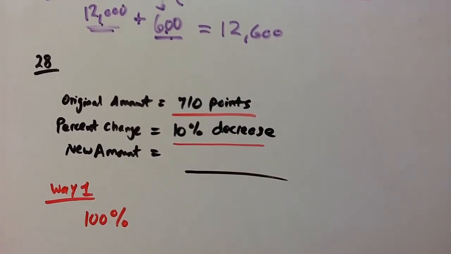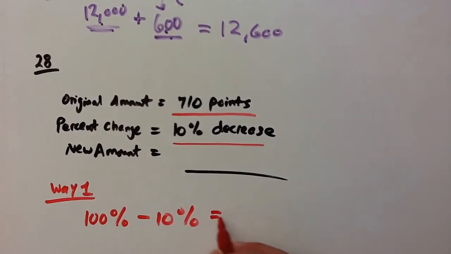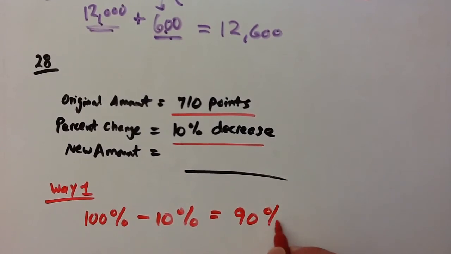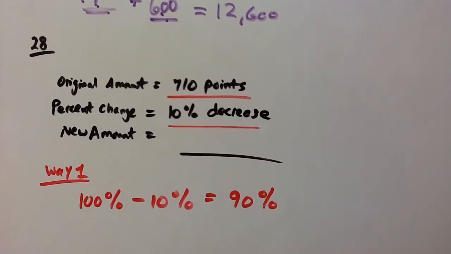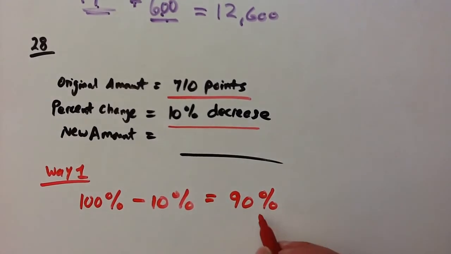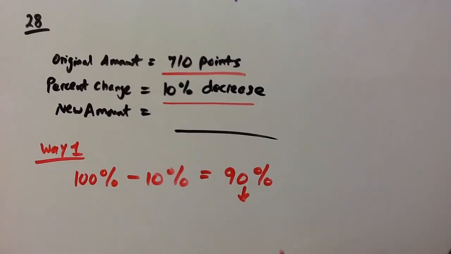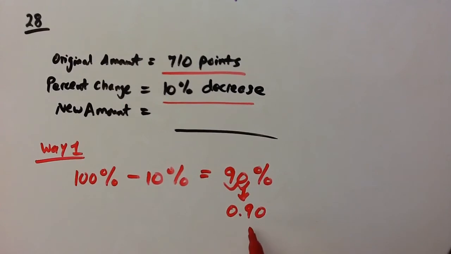And if we are decreasing 10%, I would start with the full amount, 100%, and decrease, or take away, 10%. And what is 100% minus 10%? Well, that is 90%. Okay? So I have 90% of the original amount. So I need to write this percent as a decimal, which would be dividing by 100, or moving the decimal 2 places to the left. So 90% as a decimal is 0.90. So I have 90% of, or times, the original, which was 710 points.